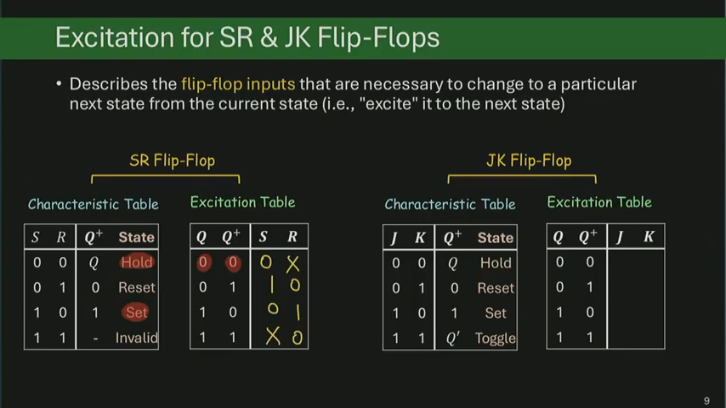Right. So again, let's examine the case one by one. 0 to 0 can be done by hold or reset. So that's a 0x. 0 to 1 transition can be done by set or toggle, which is represented by 1x. 1 to 0, you can toggle it or you can reset it. So x1. 1 to 1 can be done by hold or set. So x0. All right.